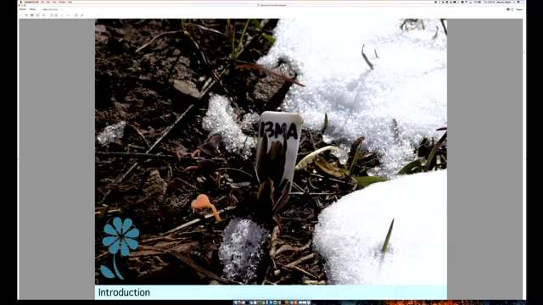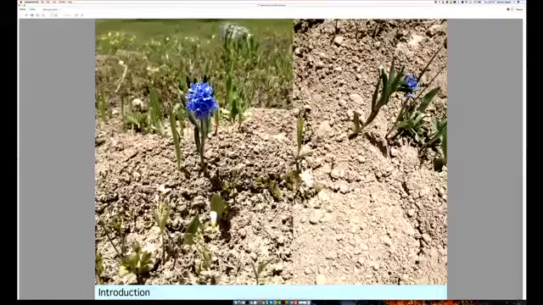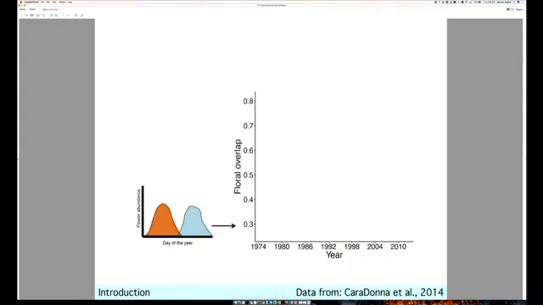Here's another picture. You can see Mertensia coming out of the ground as snow is melting, and there's actually some Claytonia right around it. As I mentioned, these two species are growing and flowering at the same time, and they often flower right next to each other. So we have a Claytonia and a Mertensia right there. And from that long-term phenology data set, we're actually finding that these two species are now overlapping more in time.